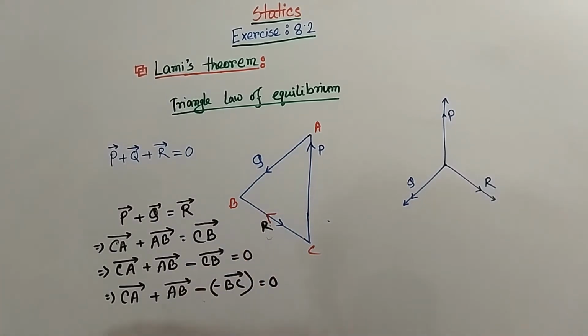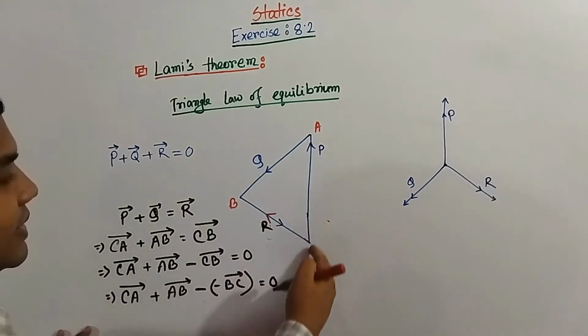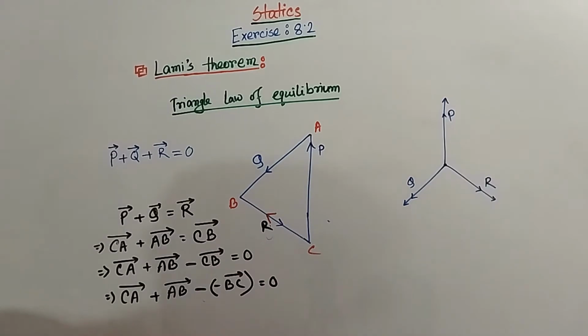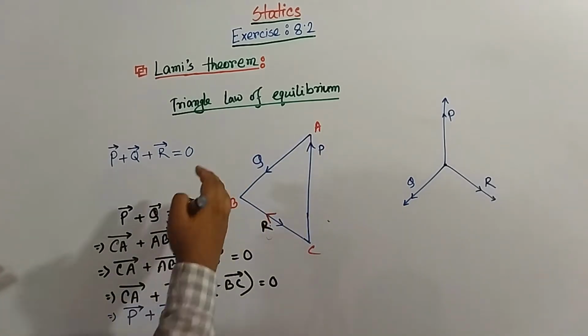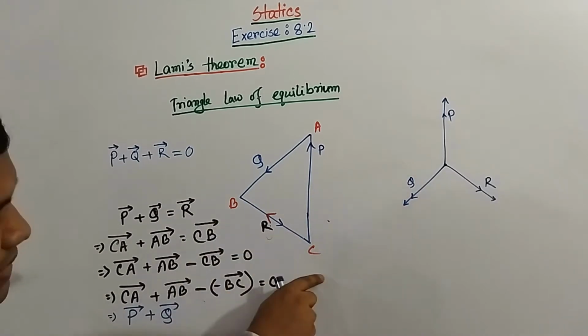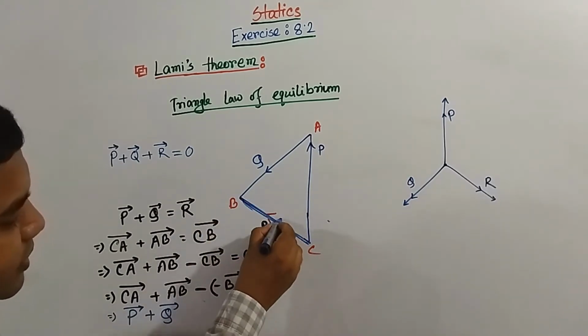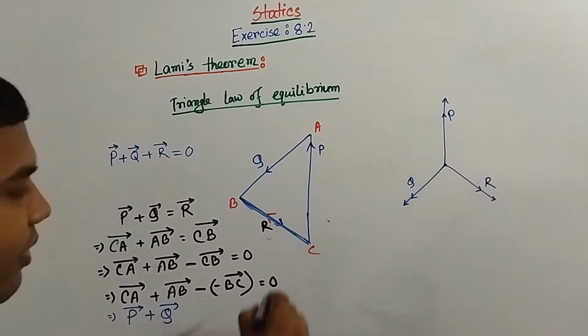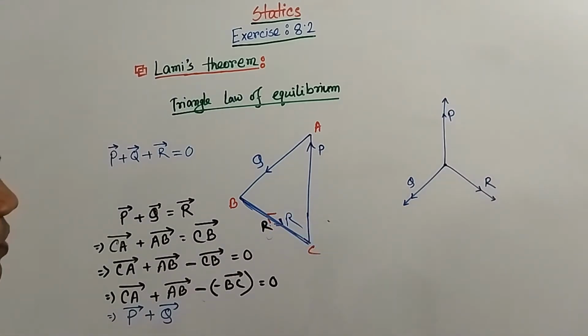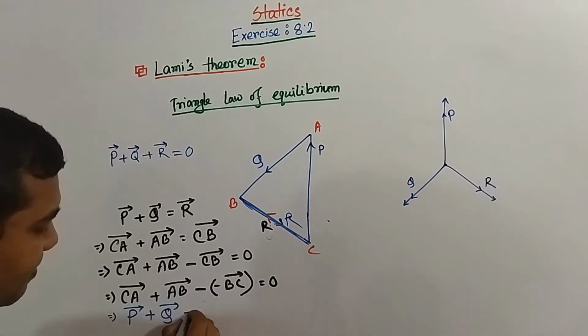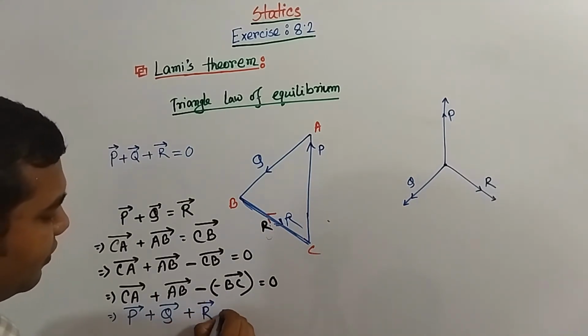Now what's the value of CA, AB and BC? CA is actually the P direction, so it should be P plus, here it is Q, because AB, now it is BC, so it is going this way, that's why you have to write this is the R force. So we can write here it is equals to, since minus minus is plus, R forces.